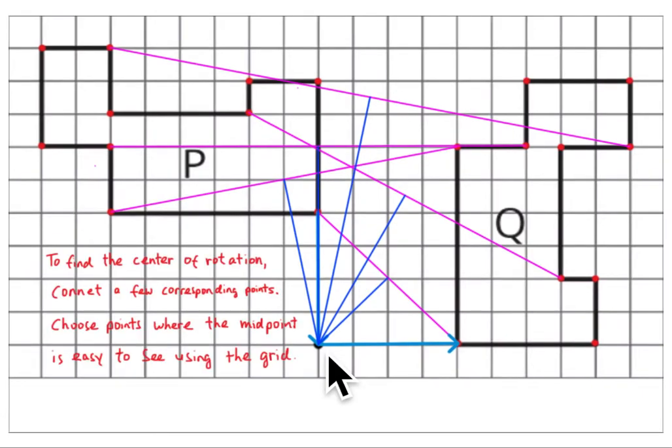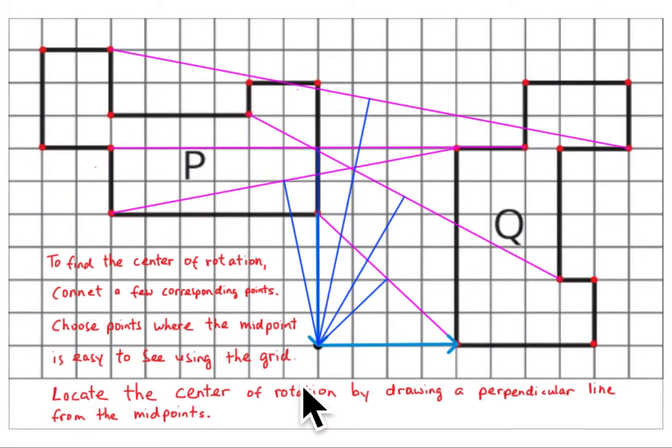And then just for fun, first of all, to find the center of rotation, connect a few corresponding points. You don't want to do a lot. You only need a few. You actually only need 2, but you want to check it with maybe 3 or 4. Choose points where the midpoint is easy to see using the grid. So this midpoint's easy to see, this midpoint's pretty easy, this midpoint's easy, this midpoint's pretty easy. So using the grid, draw a line that's perpendicular, which means a line that's 90 degrees from the midpoints, and they will all intersect at the center of rotation.